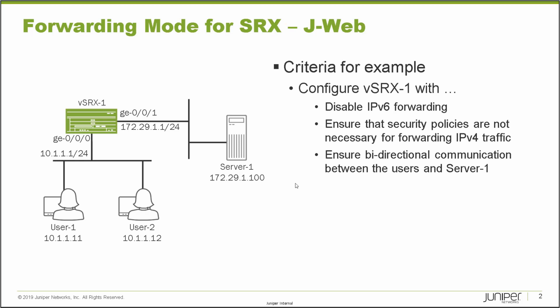We want to disable IPv6 forwarding. We want to ensure that security policies are not necessary for forwarding IPv4 traffic. Then we want to ensure that there's bidirectional communication between the users and server 1. So let's go ahead and get started.